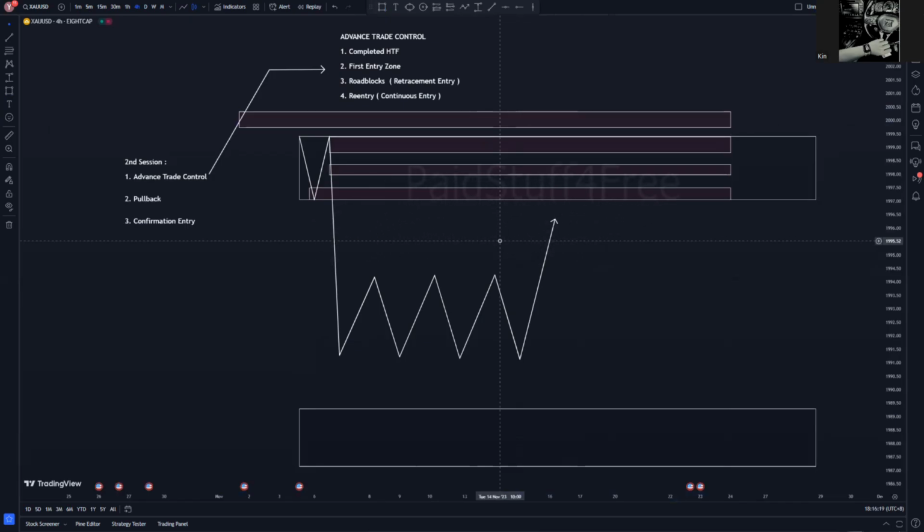Sometimes the price is going to react over here and then just drop down to the exit zones. Sometimes the price doesn't create any reaction, which is the reaction we call our confirmation entry. If the price gets into the first entry zone and there is no confirmation entry, what will happen?